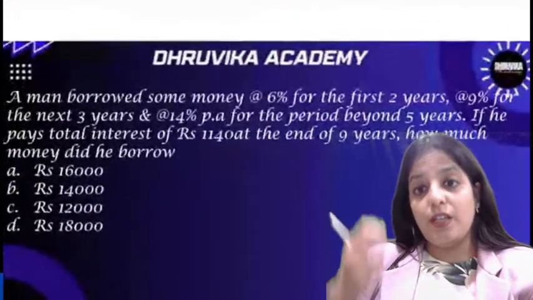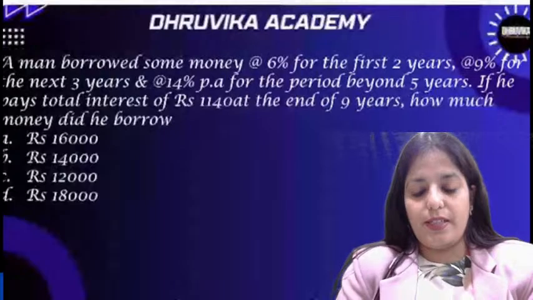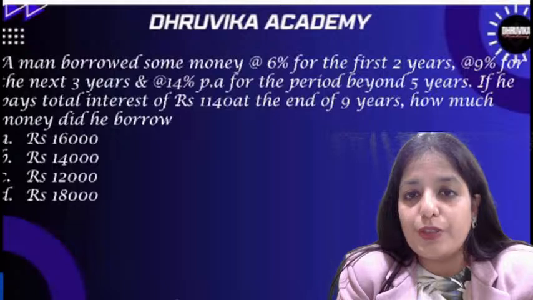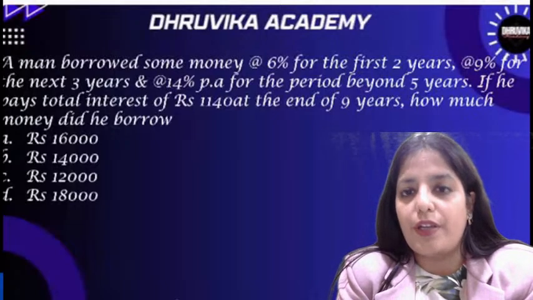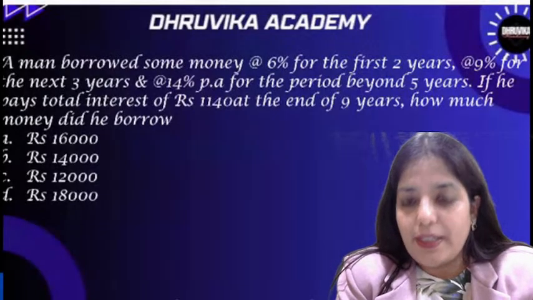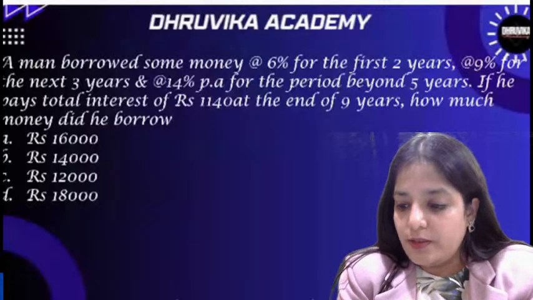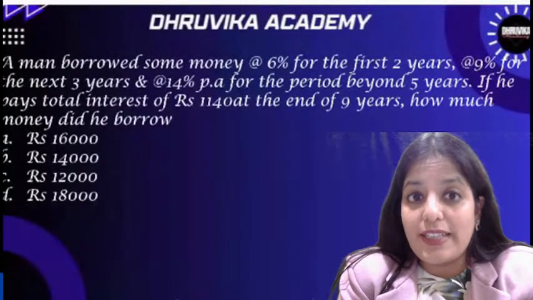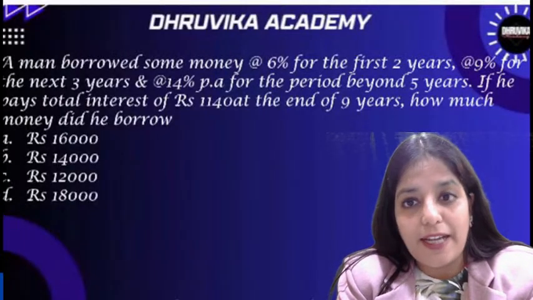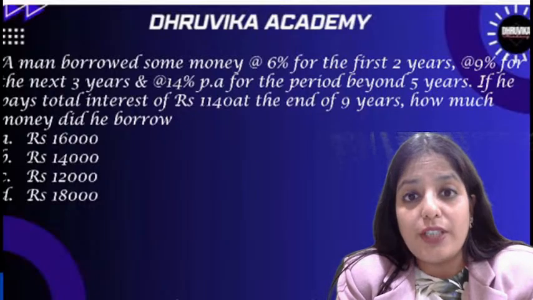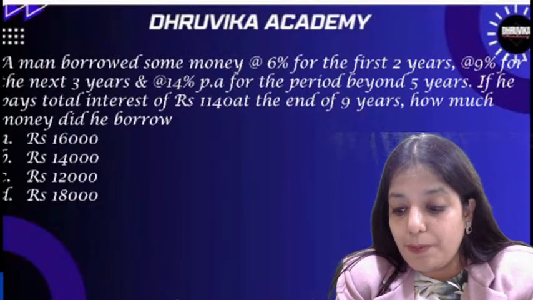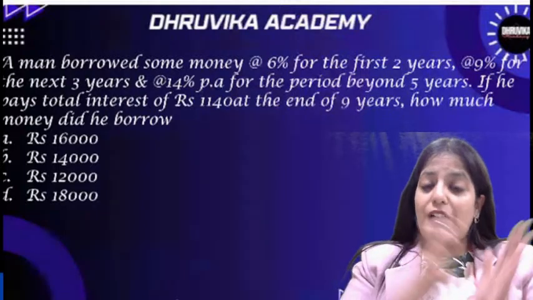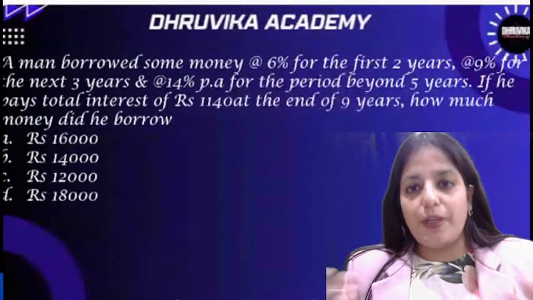It says, this is a question of simple interest. A man borrowed some money at the rate 6% for the first 2 years. For the first 2 years he is paying interest at the rate 6%. At the rate 9% for the next 3 years. For the next 3 years he is paying 9%. And 14% per annum for the period beyond 5 years. So for whatever time period he has borrowed, after 5 years he has to pay 14%.